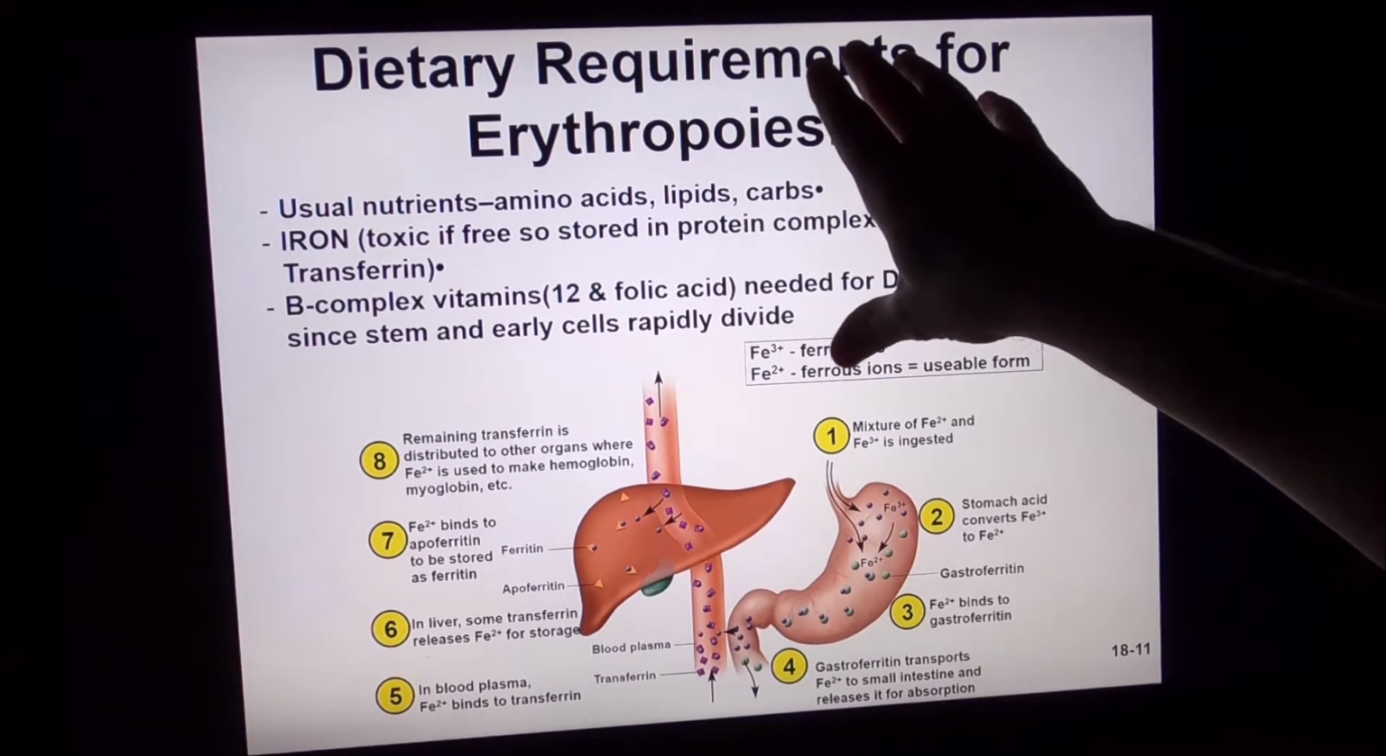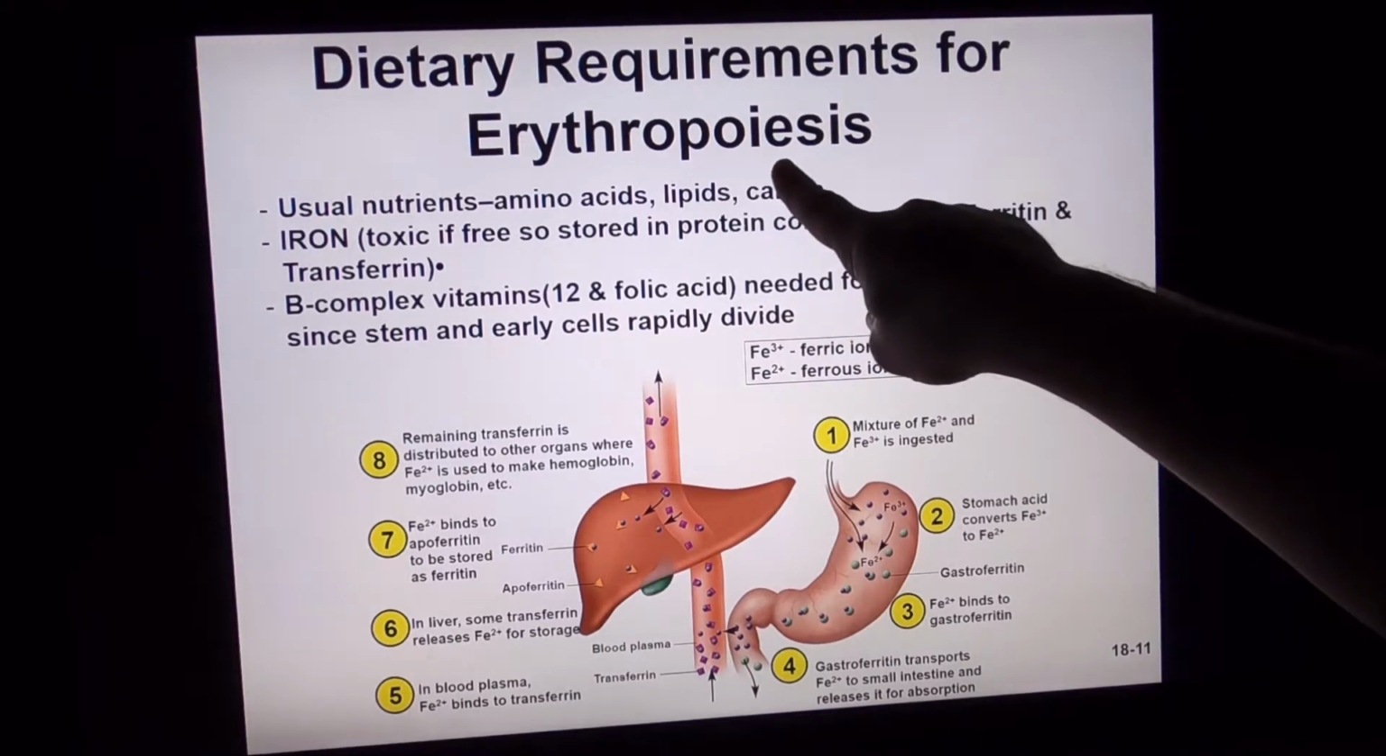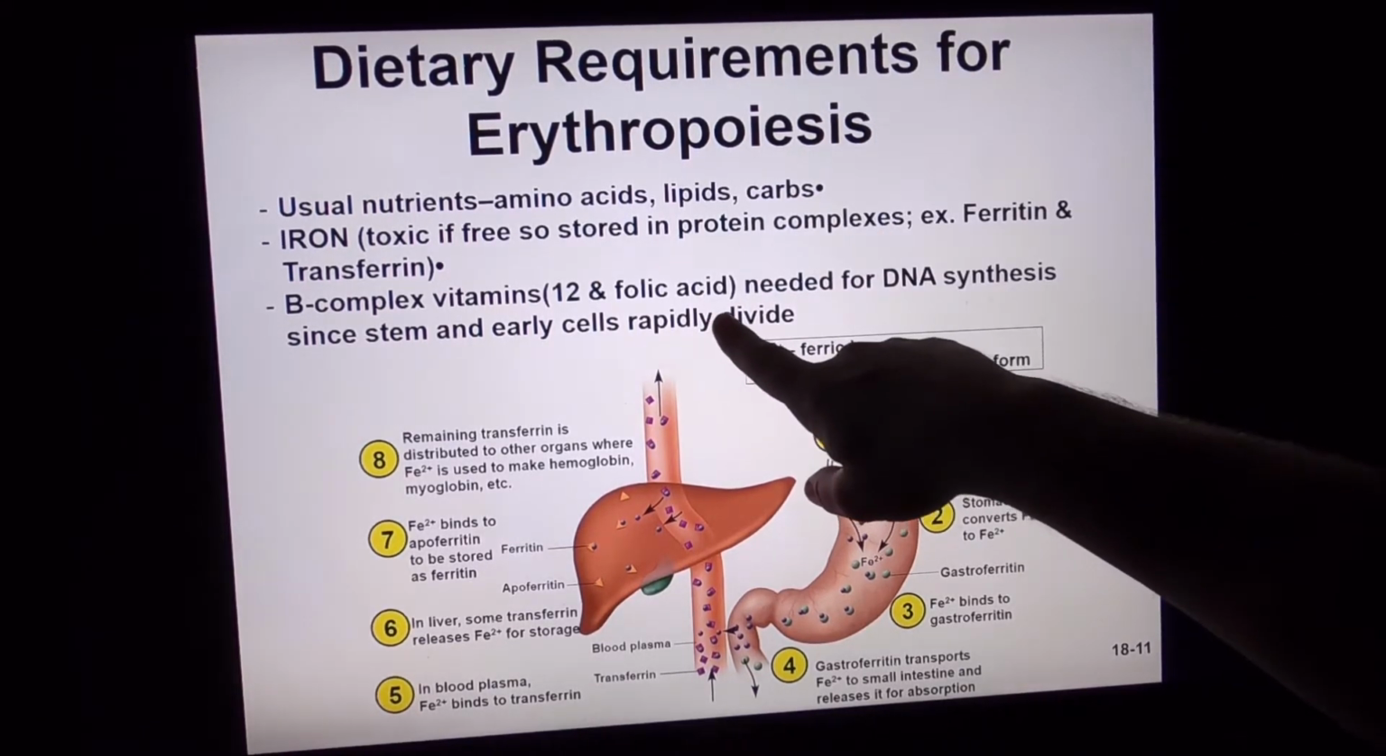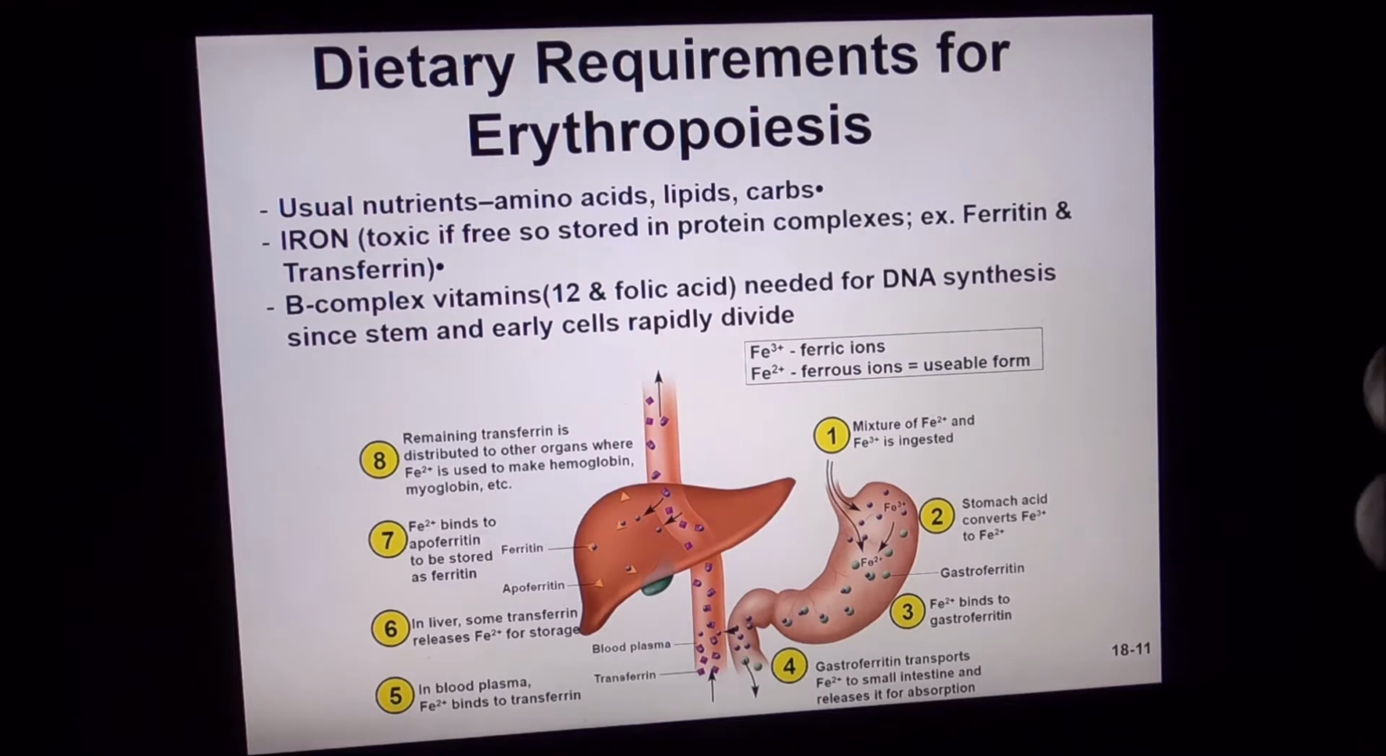I believe we were on this slide, and we had established that you need certain things for general dietary intake in order to make red blood cells, like iron, for example, and folic acid constituents. These are very important for general synthesis of cells as they go.